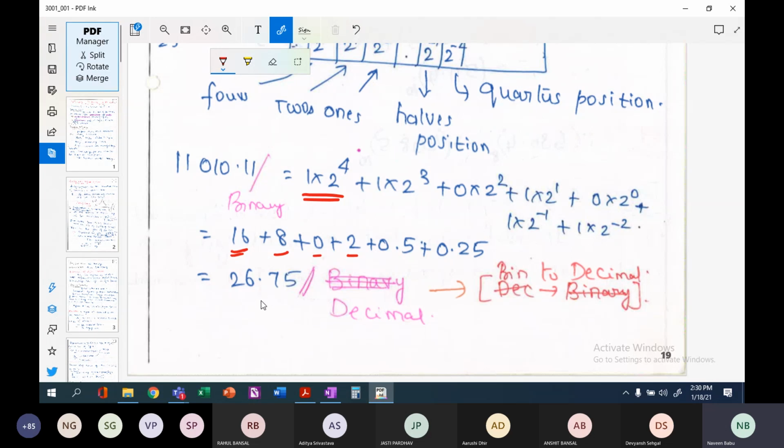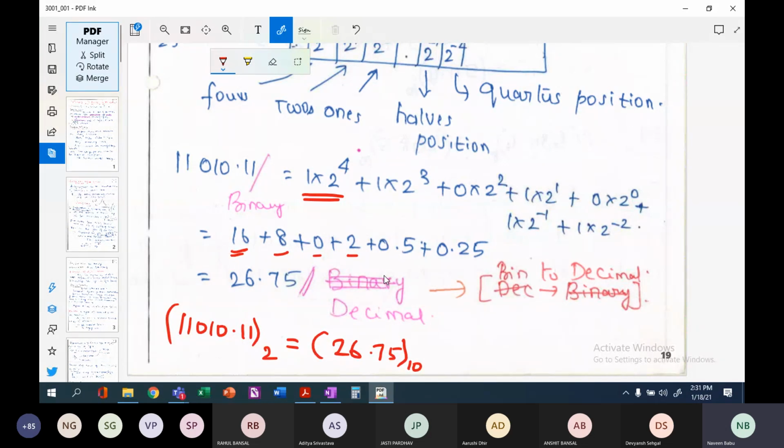What you have done here literally is you have converted a binary number 11010.11 with base 2 to an equivalent decimal number which is 26.75 to base 10. So this is how you do a binary to decimal number conversion, right? So one conversion is done.